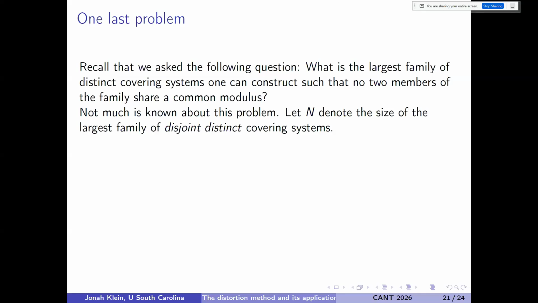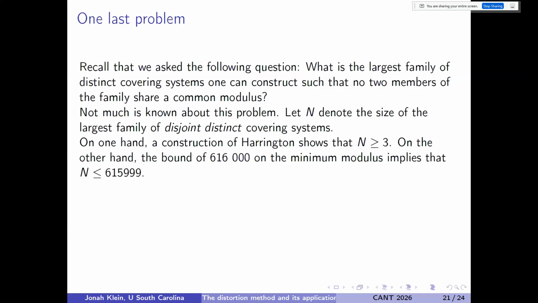There's not that much known about it. On one hand, there's a construction of Harrington that shows that n is at least 3. He gives an explicit construction. On the other hand, the bound on the minimum modulus implies that n is bounded by 615,999, simply because every one of those has a smallest modulus. They're all different, and they're in between 2 and 116,000. That's not a very nice bound.